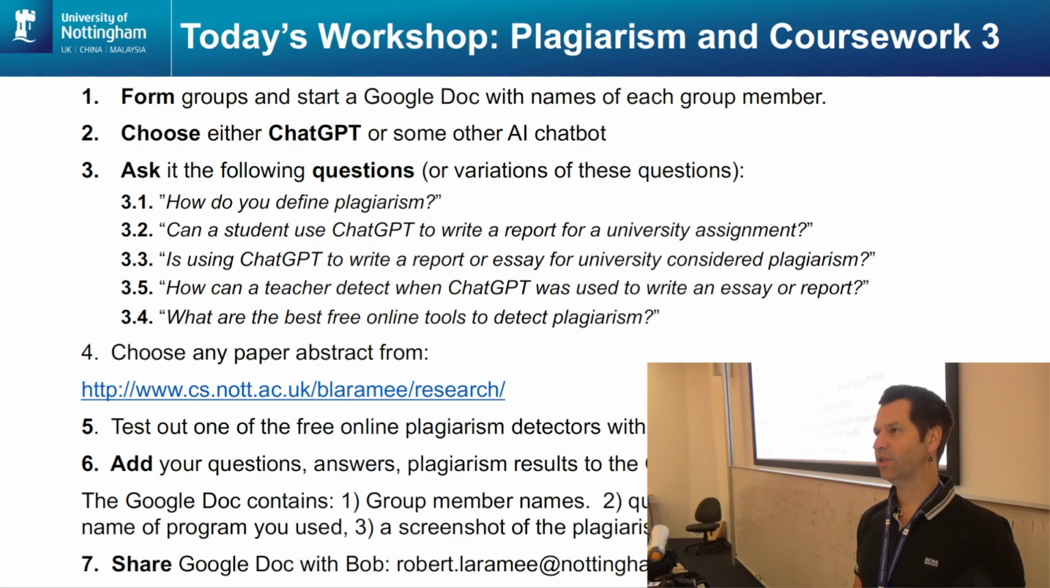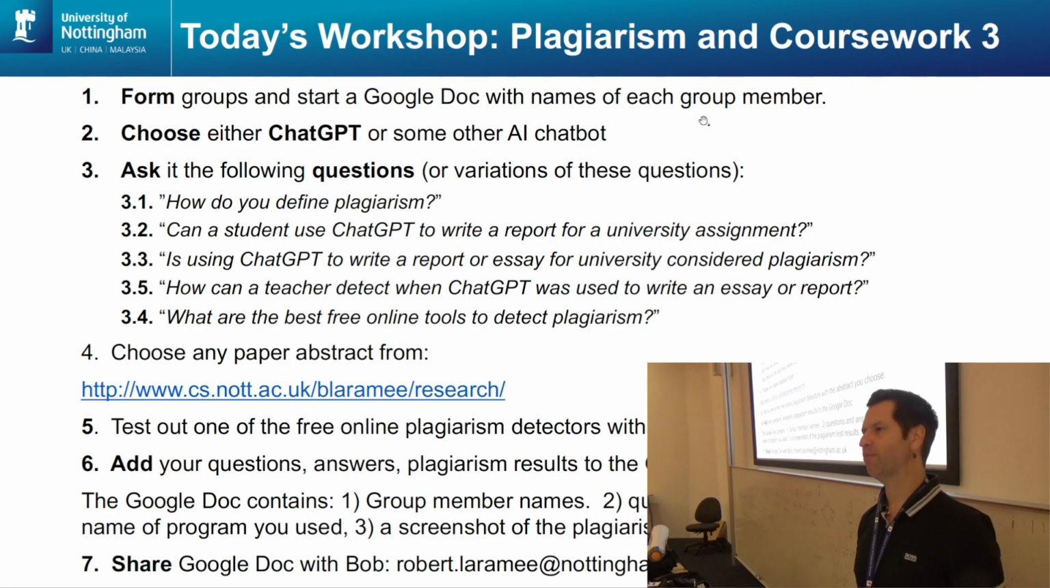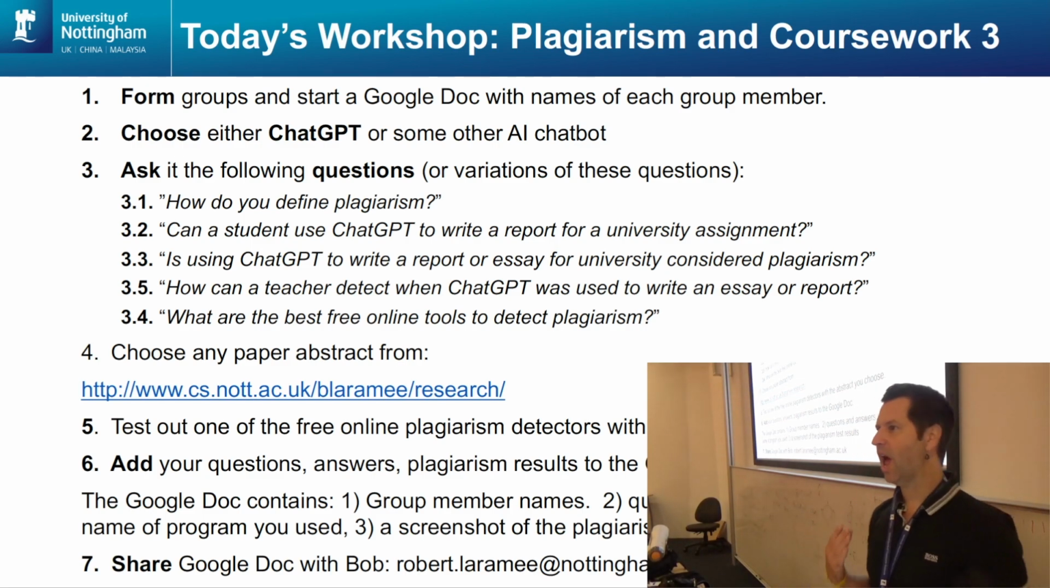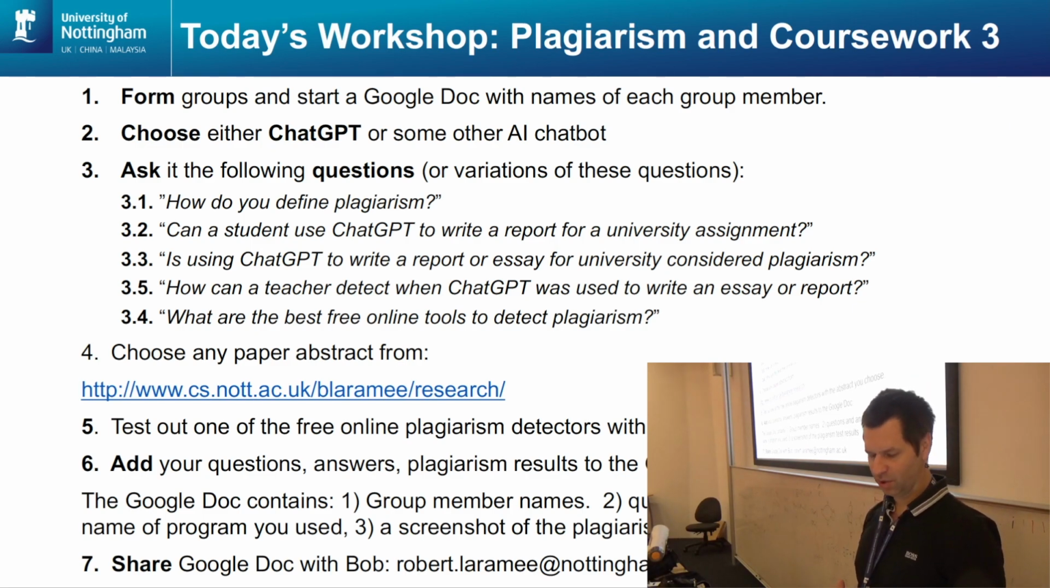So we're going to get into groups. No big surprise there. Looks like we have enough for about three groups here. Start a Google Doc for each group with the names of each group member. Choose ChatGPT or some other AI chatbot. You can choose a different one if you see a different one. And then you're going to ask that chatbot these questions.